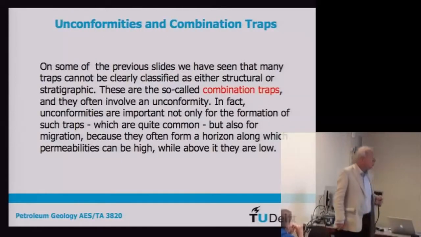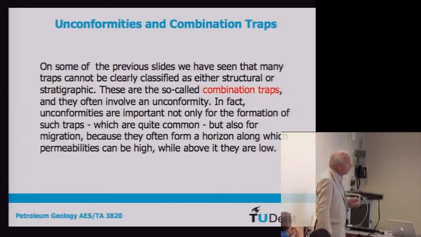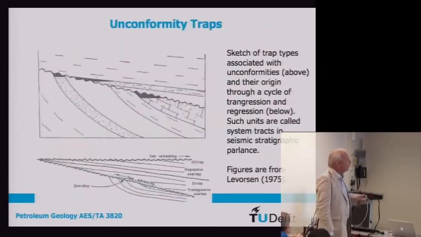And we move on to the second last type of traps, unconformity combination traps. Usually they're a mixture of structural and stratigraphic. For example, here you see layers actually being eroded. Here, basically pinching out. That's a trap. That's a trap here. This is the unconformity. This is an onlap here.